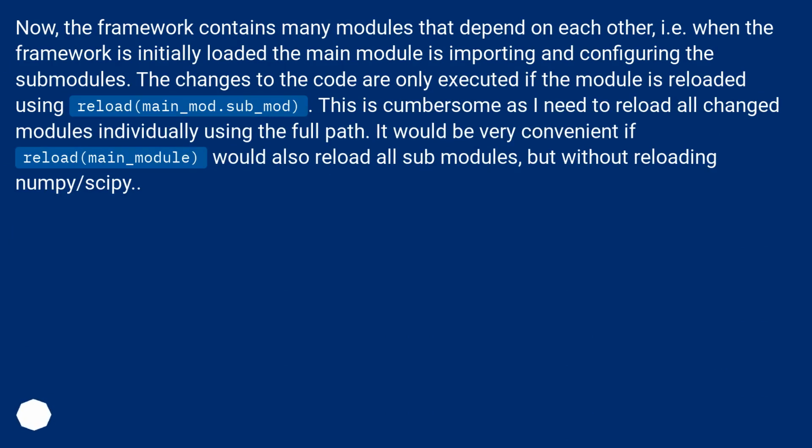Now, the framework contains many modules that depend on each other, i.e. when the framework is initially loaded the main module is importing and configuring the submodules. The changes to the code are only executed if the module is reloaded using reload main_mod.sub_mod. This is cumbersome as I need to reload all changed modules individually using the full path. It would be very convenient if reload main_module would also reload all submodules, but without reloading numpy/scipy.